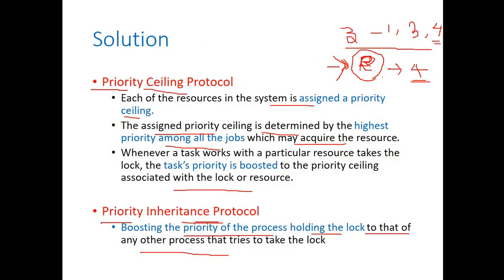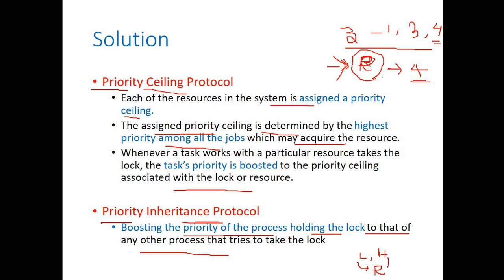Priority inheritance. Priority inheritance is nothing but boosting the priority of the process holding the lock to that of any other process that tries to take the lock. That means here L is one process, H is another process. Both processes want to share the same resource R. Then initially L is holding the lock on R.